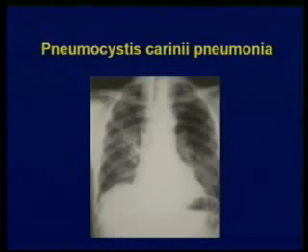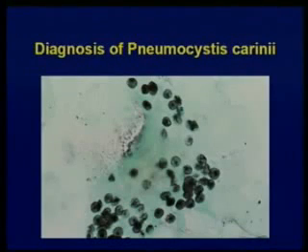Here's what it looks like, a diffuse interstitial pattern. You notice here, it's very smoky looking. Here's the organism from a bronchioalveolar lavage, a BAL. And here's the cystic appearance, clear area around the organism. It's usually described as looking like a foamy exudate on pathology.